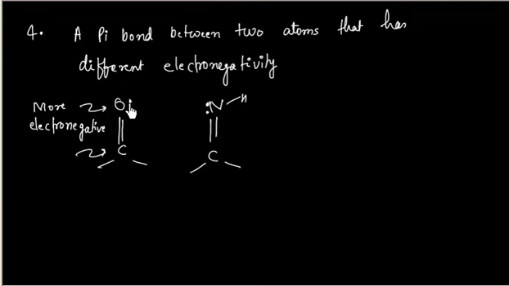So in these cases we can convert a bond pair into a lone pair because this oxygen is more electronegative. So this double bond is shifted towards oxygen. This double bond is shifted towards nitrogen. So we can say the double bond is shifted towards the more electronegative atom.